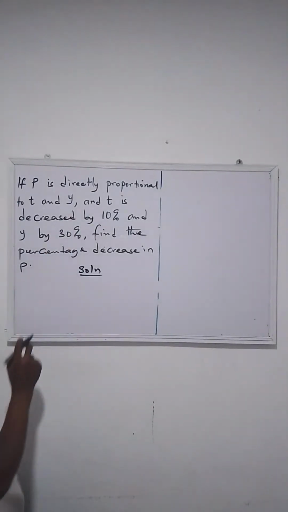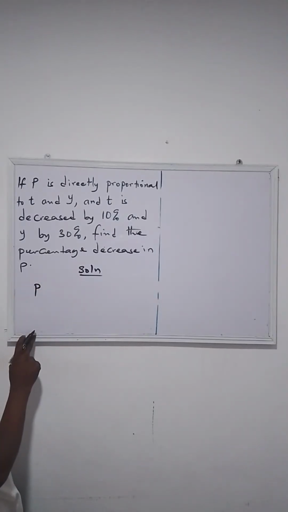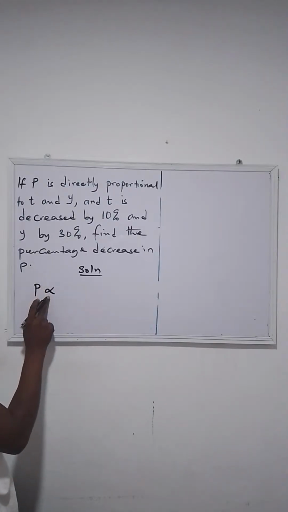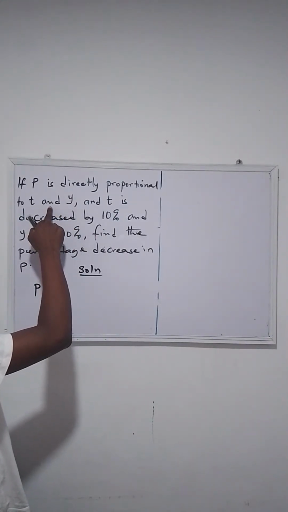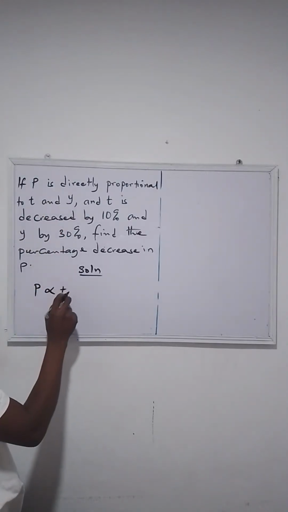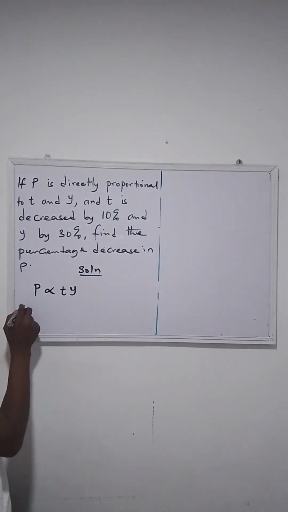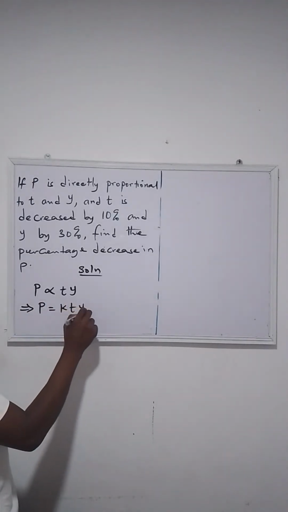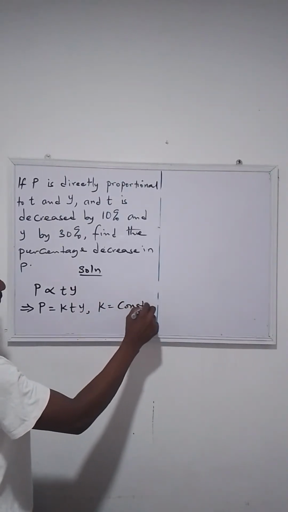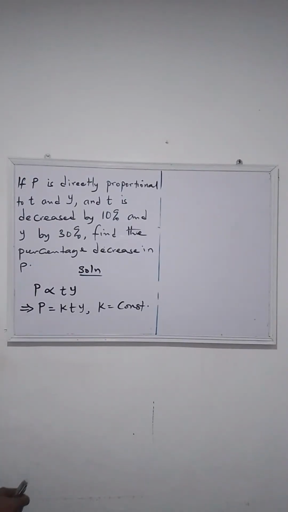Let's write out the variation. P is directly proportional to T and Y. This is the sign for proportionality. And in this context means multiplication, that is times Y. So this implies that P equals KTY, where K is a constant. Don't forget, you need to tell us what K is.